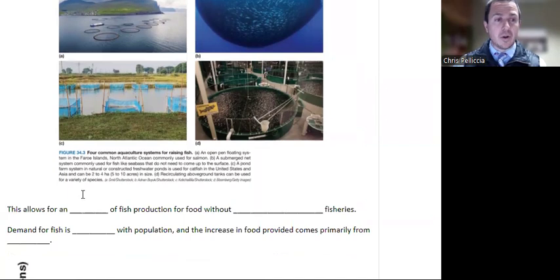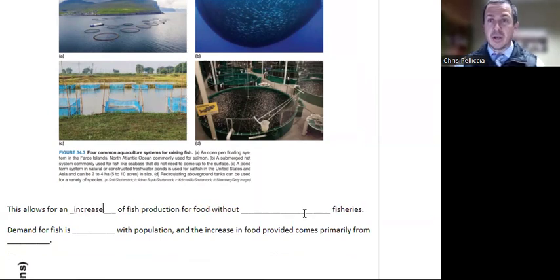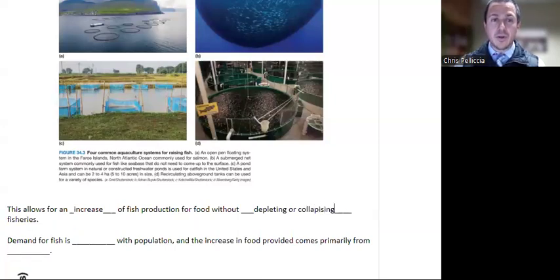So the idea is that aquaculture is going to allow for an increase in fish production without depleting or collapsing fisheries. And I think you can appreciate that if there's an increase in demand for seafood, natural offshore fisheries are not going to be able to support all of that fishing. There'd be a tragedy of the commons that might occur.